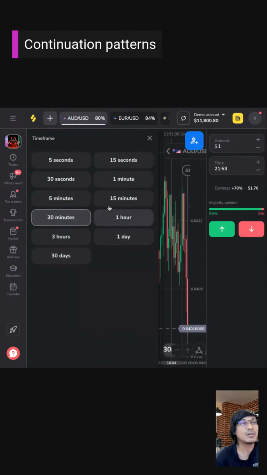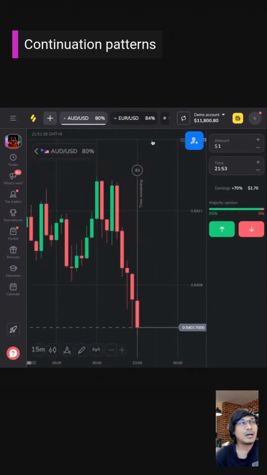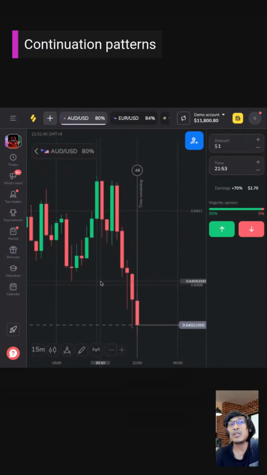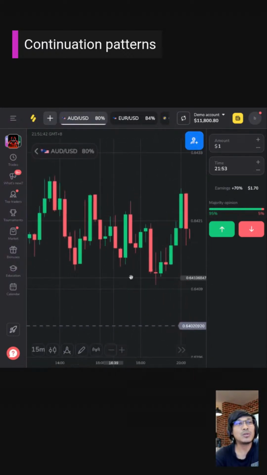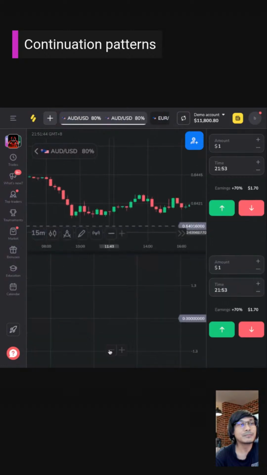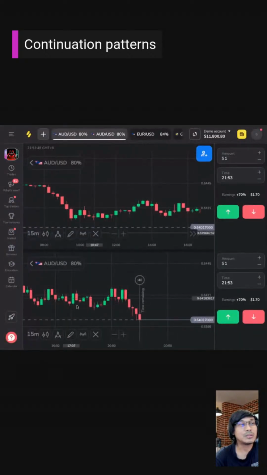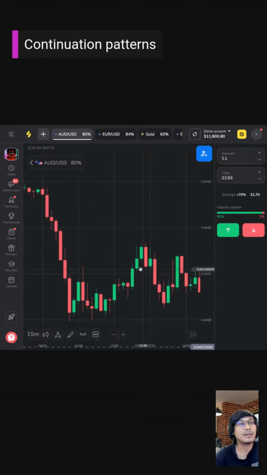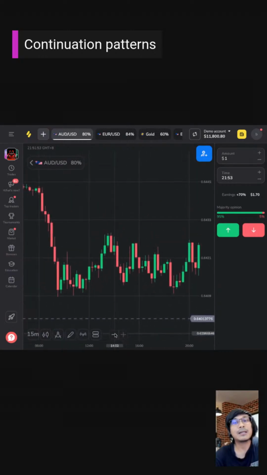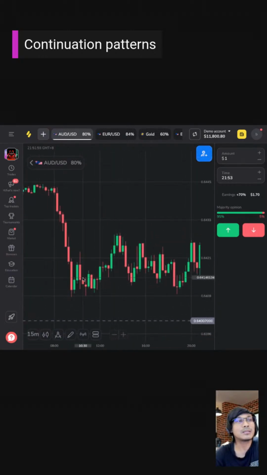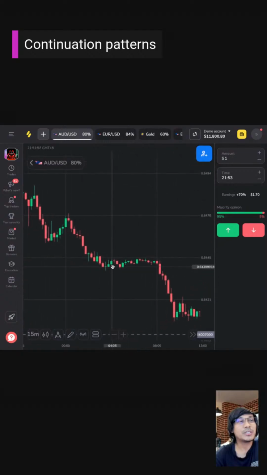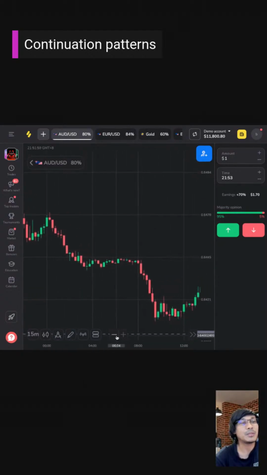I'm going to use the 15 minutes time frame on AUD USD. So we're looking at AUD USD right here. Let's zoom out. Okay, sorry, that's not what I wanted to do. Okay, there you go. And we're looking at this and looking for continuation. Okay, so this is a good continuation example.